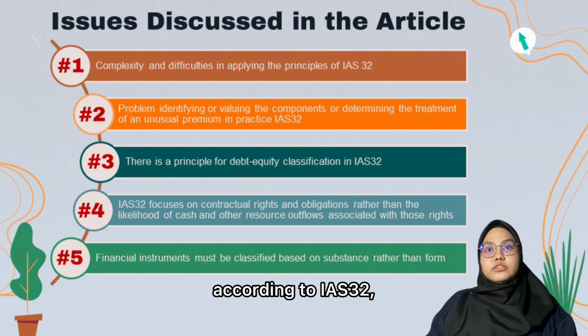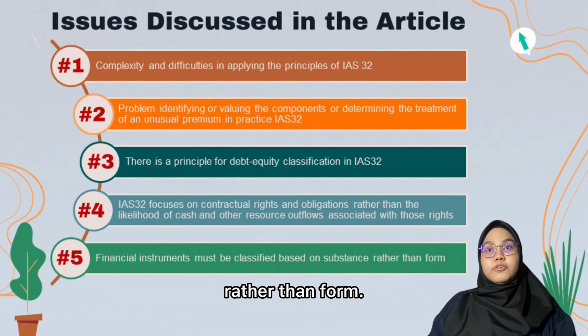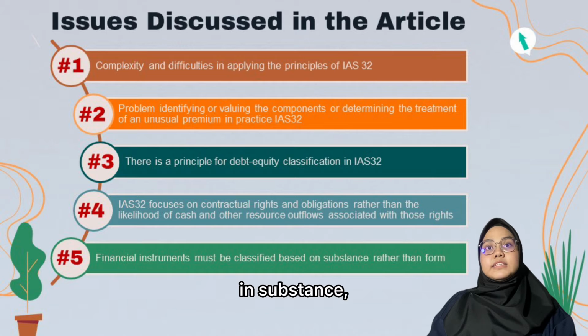In addition, according to IAS 32, financial instruments must be classified based on substance rather than form. They may be the same in most cases, but there are instances where items are equity in legal form but liabilities in substance, and vice versa. In practice, instruments that are perpetual debt must be classified as equity instruments.